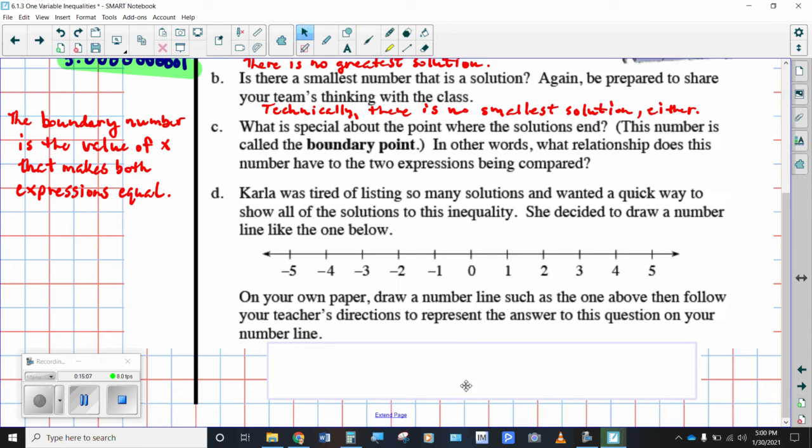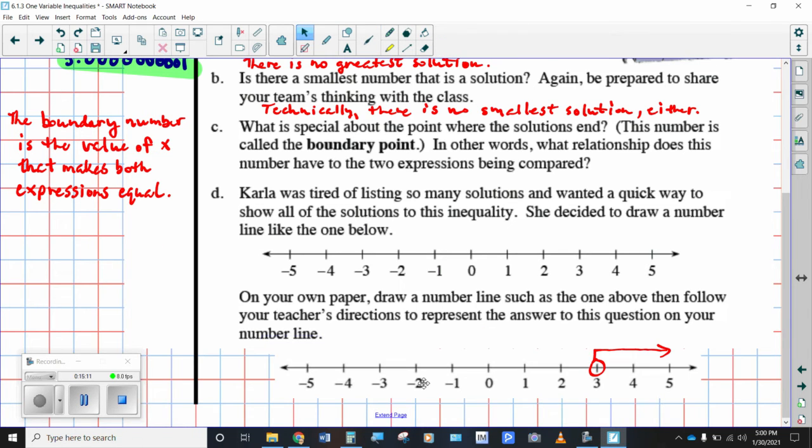All right, did you get the number line written in? This is how it would look. You would take your number line, and then since we're saying if x were equal to 3, both maps or both expressions would be equal, then the 3 becomes your boundary number, so you circle it. Okay, so on one side of this are all the solutions that would make map A greater. And on the other side would be all the solutions that would make map A be less than map B.